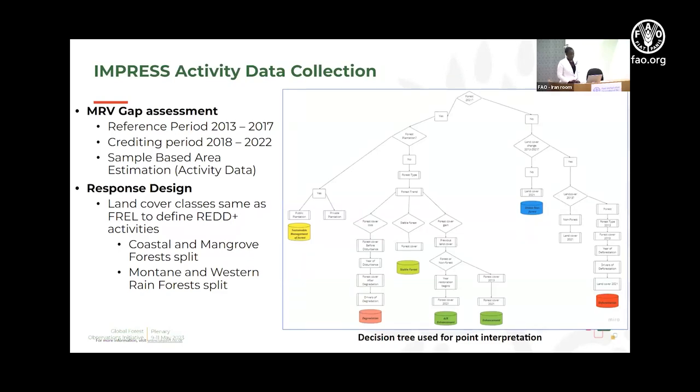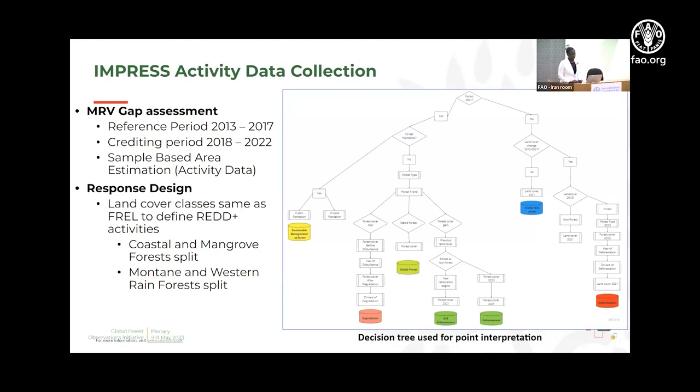So what formed the reference period for this updating of the FRL, there was an MRV gap assessment that was done, and this informed the reference period to be between 2013 to 2017, and the crediting period to be between 2018 to 2022, and therefore the activity data, we were to collect them through sample-based area estimation.